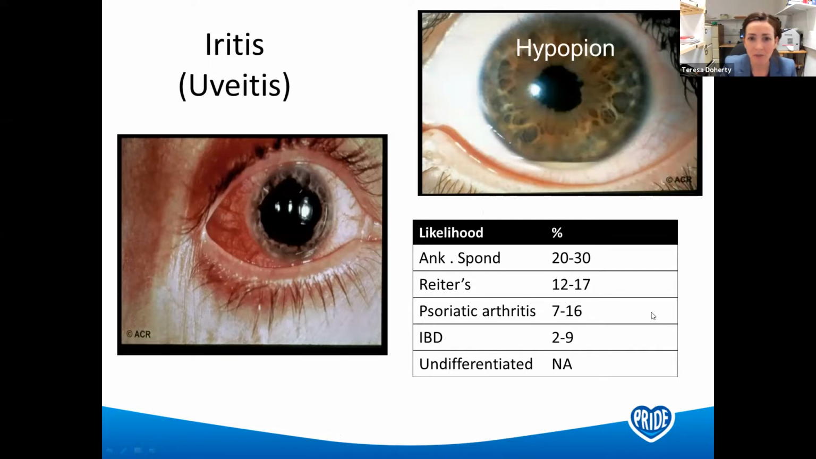So causes of iritis: 20 to 30% of the time it's ankylosing spondylitis. About half of that in Reiter syndrome. Similar in psoriatic arthritis. Much less in inflammatory bowel disease, and there are some cases, including vasculitis, that I have seen. So watch out for a hypopyon with the fluid level, just have a close look at the eyes.